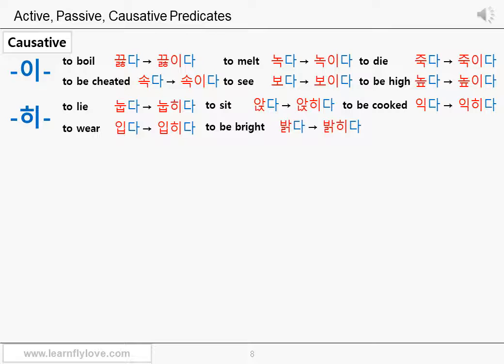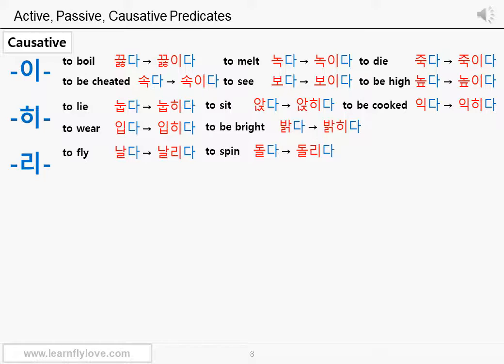But when you want to say something such as a light brightens a place, you use the causative form 밝히다, because the light made the place bright, right? Then let's see the predicates which take the affix 리 in their causative forms. To fly. When you say the airplane flies, you use the active form 날다. But when you want to say you fly a kite or a paper airplane, you use the causative form 날리다 with the affix 리.